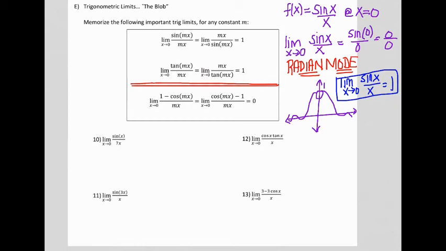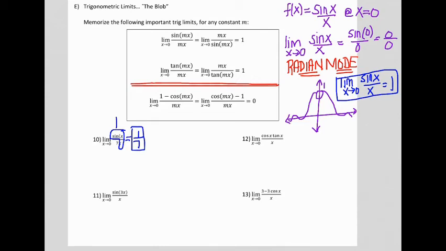Let's look at example 10. The limit as x approaches 0 of sine x over 7x. Well, sine x over x, that goes to 1. So that 7 in the denominator is left behind, and this limit is going to 1/7.